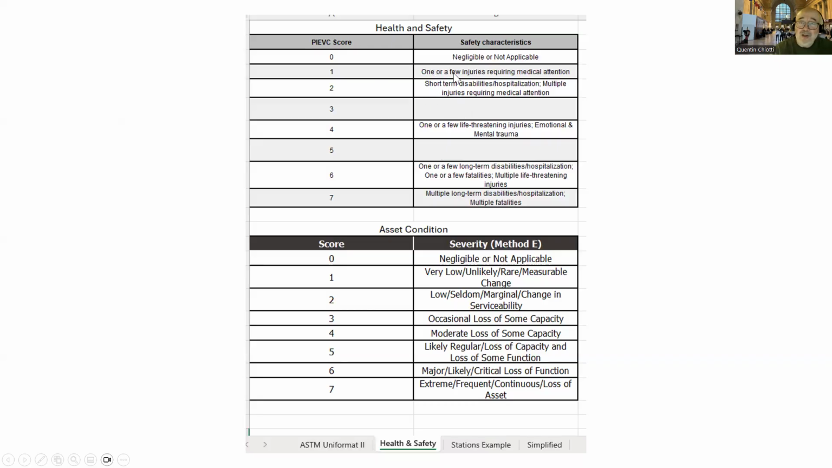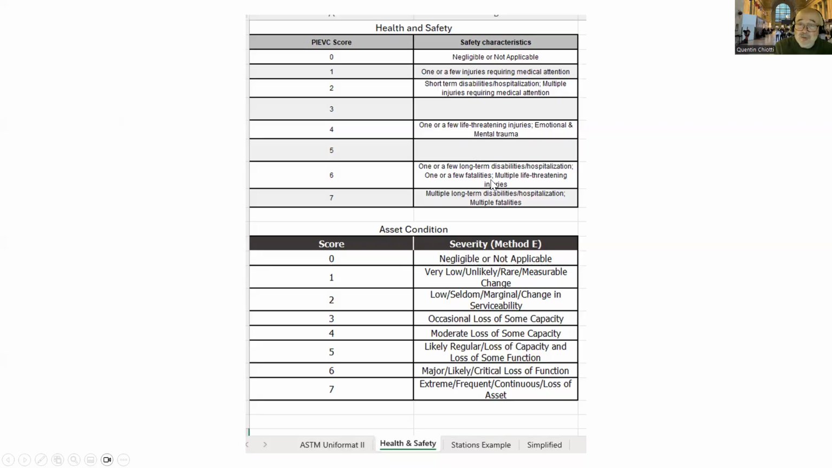So here, looking at safety, 1 or few injuries is 1, multiple long-term injuries or multiple fatalities is the number 7. And then we had blanks for 3 and we had blanks for 5. Not to say that subject matter experts couldn't select a 3 or select a 5, but we were really struggling with trying to find detailed terminology to put in there to describe those severity levels.